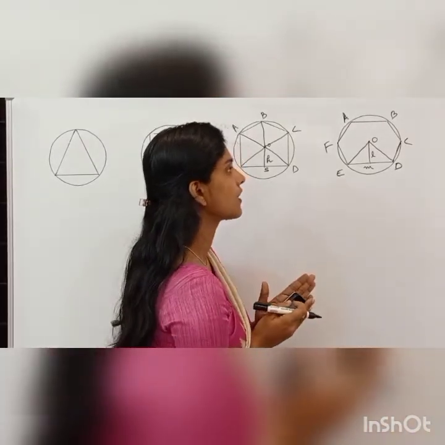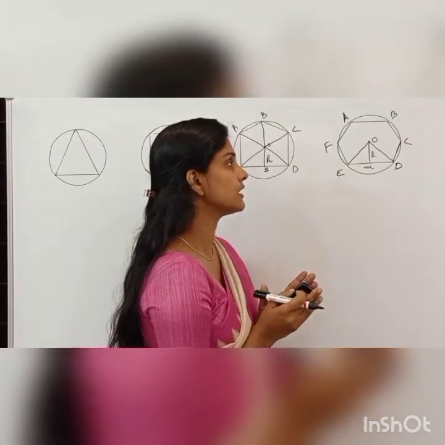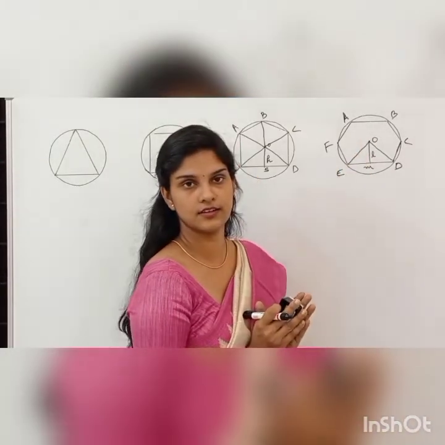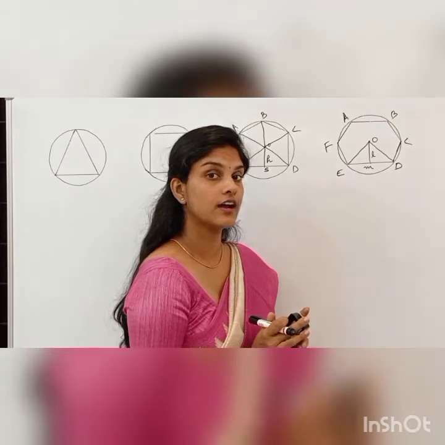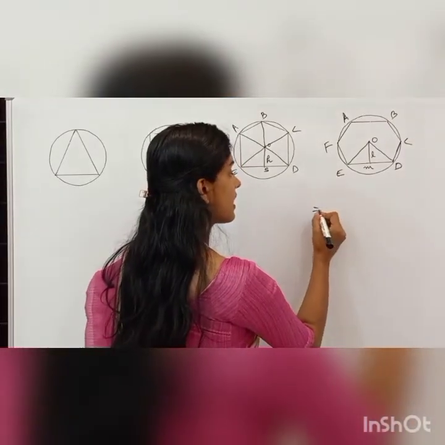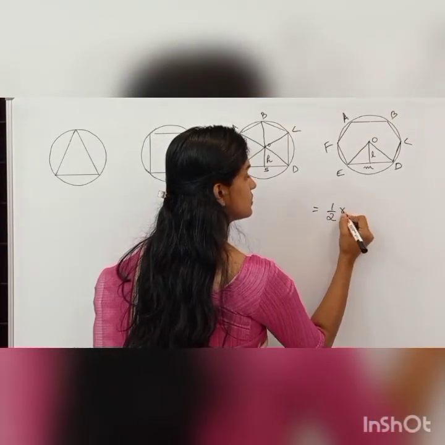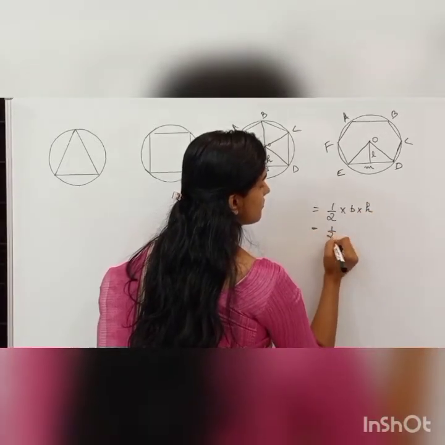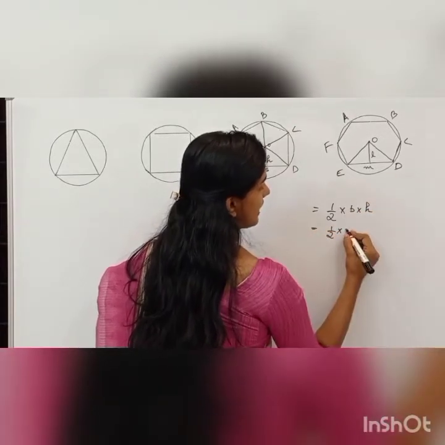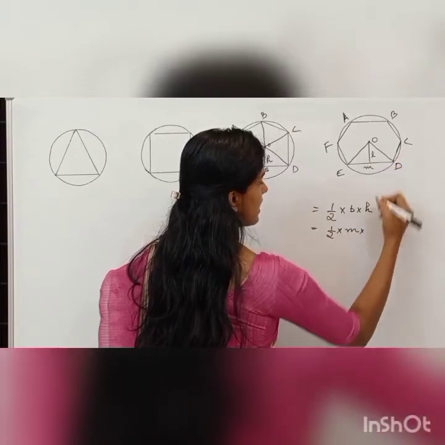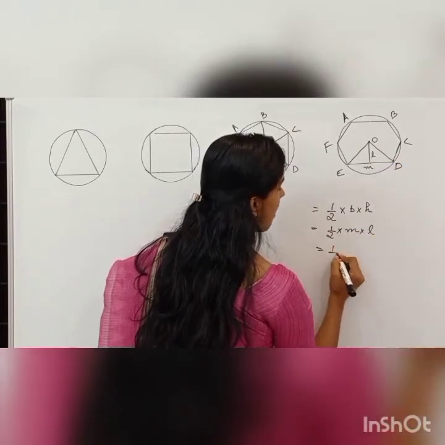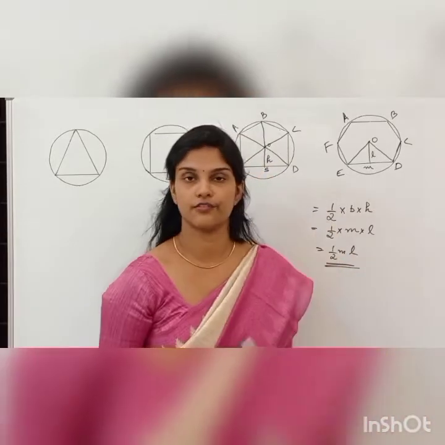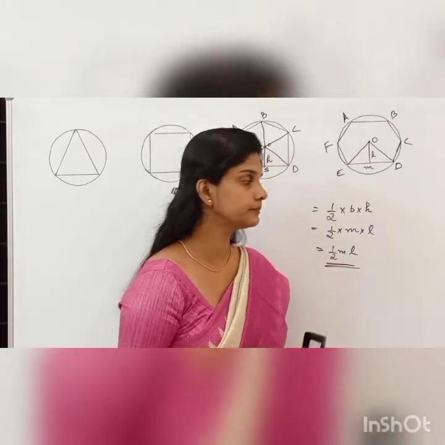Now, what is the area of this triangle OED? Area of a triangle is given by half into base into height. That is half into, what is the base? M. And what is the height? L. This half ML is the area of the triangle.